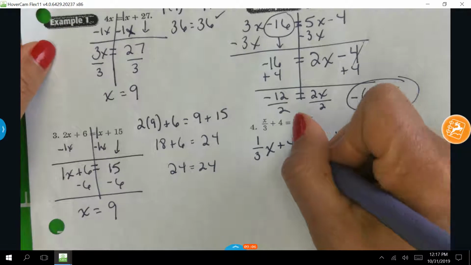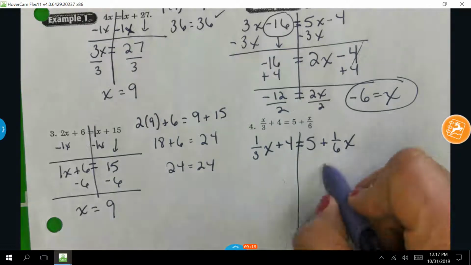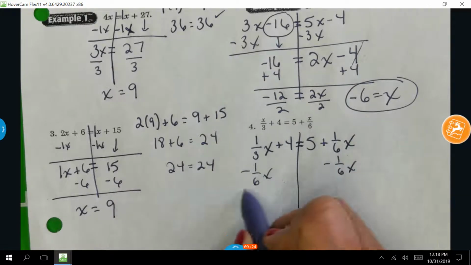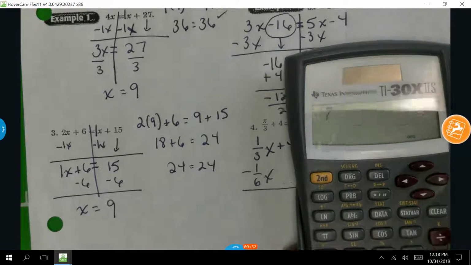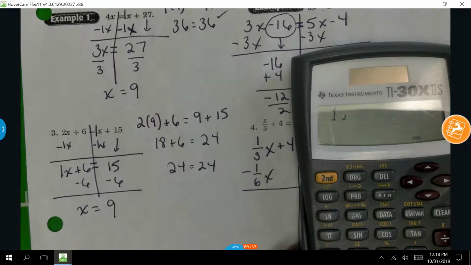So now we draw the line. And out of 1/3 and 1/6, just imagine if you could eat 1/3 of a cake or 1/6 of a cake. Which one's bigger? 1/3. So let's subtract 1/6 from both sides. And does someone need a review on the calculator? It's 1, the ABC button, 3 minus 1, ABC button, 6, and you get 1/6. So that is your answer.